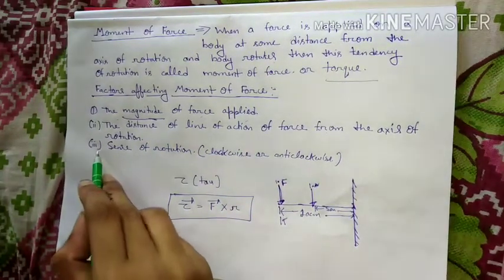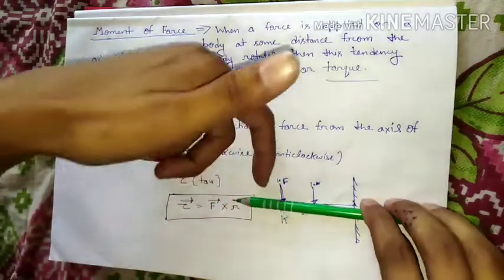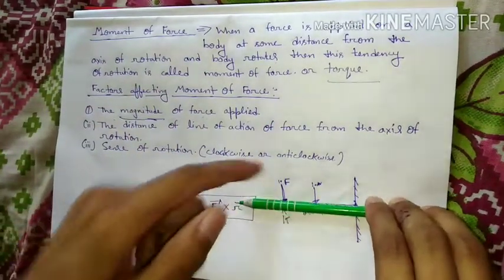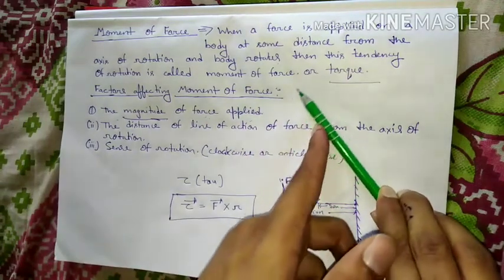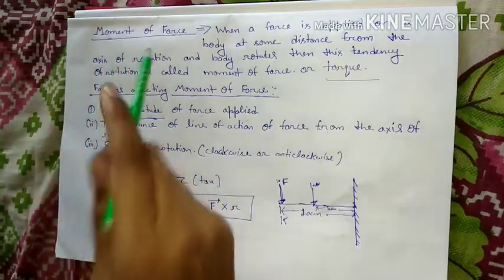And the third factor is sense of rotation. When we apply a force in the downward direction, it moves in the anti-clockwise direction, but the same force when we apply in the upward direction, it moves in the clockwise direction. These are three main factors which affect the moment of force.